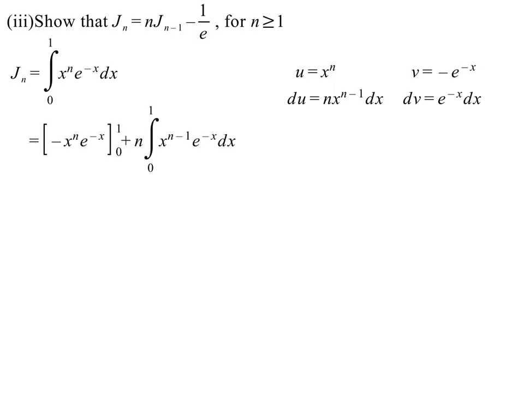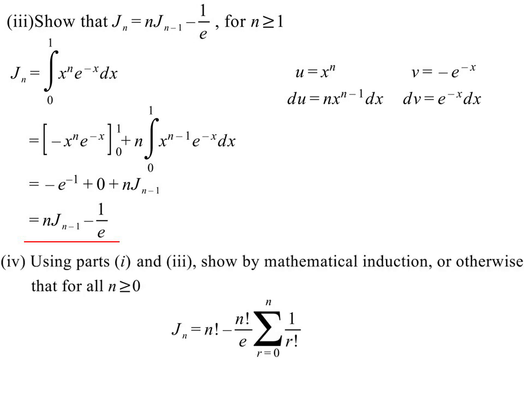uv, minus becomes plus, v du. Substitute in 1 and 0, that becomes minus e to the minus 1, and my integral, well look, it's pretty much the same, just the power's been reduced, so I have the formula that they're looking for. Now, the fun part of the question.